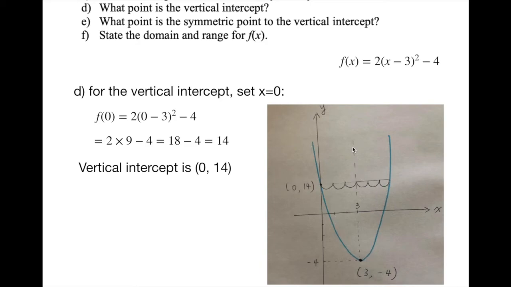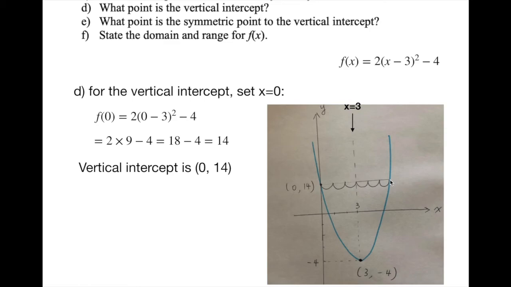And here right in the middle is the axis of symmetry. So this line is the axis of symmetry, x equal to 3. That is what we know up to now. And then what they want is the symmetric point of this vertical intercept. So if you draw a horizontal line here, it will be exactly this point at this right side. Then how to get its coordinate?